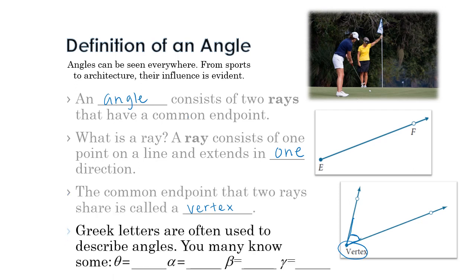Greek letters are often used to describe angles. So these look a little scary at first, but they're really not. Just make sure you know Greek letters. These are just placeholders, just like an x and a y. So this one you're going to see a lot in here. This one is called theta. This one is alpha. This one is beta. And this one is gamma.